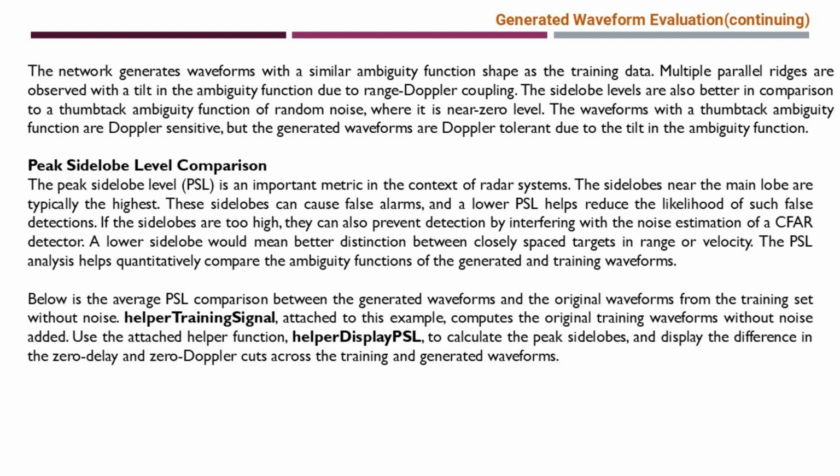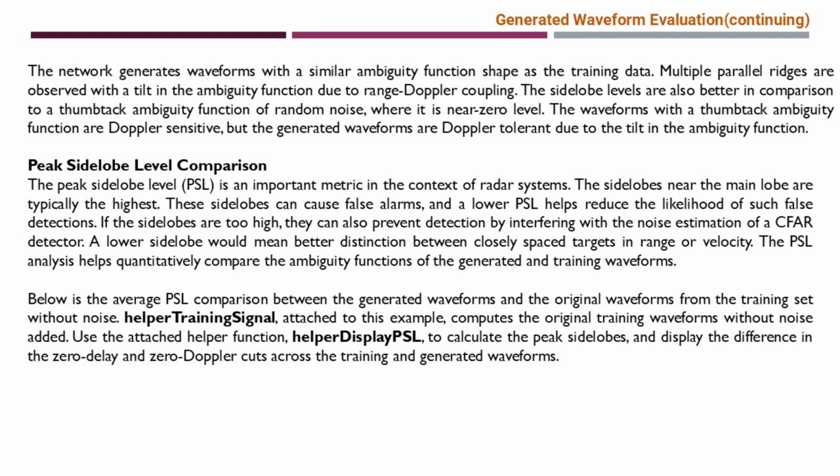Peak side lobe level comparison. The peak side lobe level, PSL, is an important metric in the context of radar systems. The side lobes near the main lobe are typically the highest. These side lobes can cause false alarms, and a lower PSL helps reduce the likelihood of such false detections.